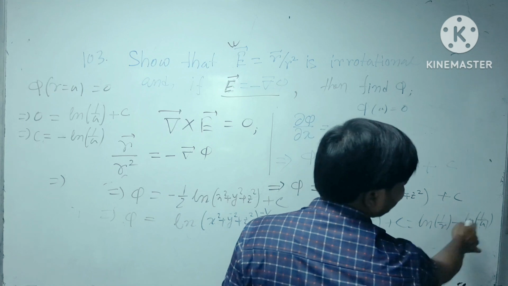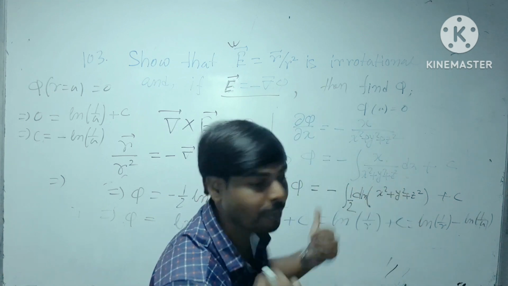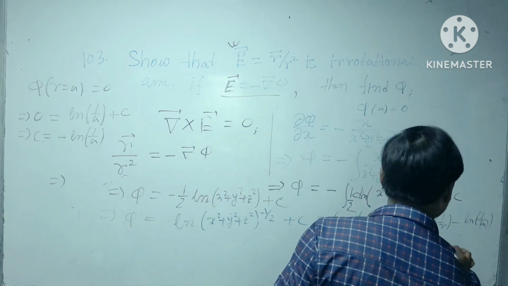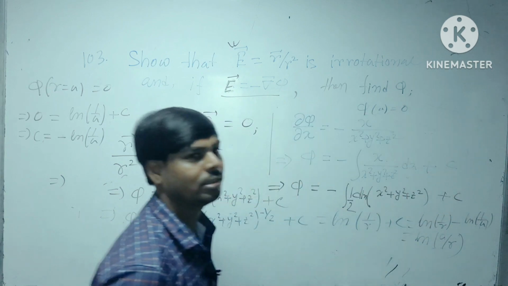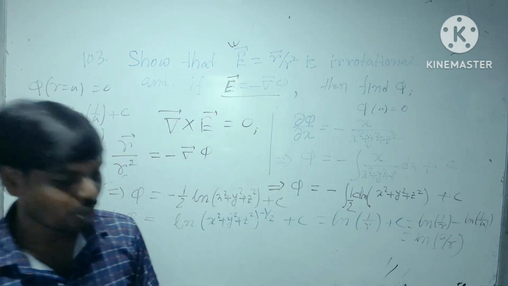So this is log a minus log b, that is log a by b. So it gives you ln a by r. So this is the phi. So that's all for the day.